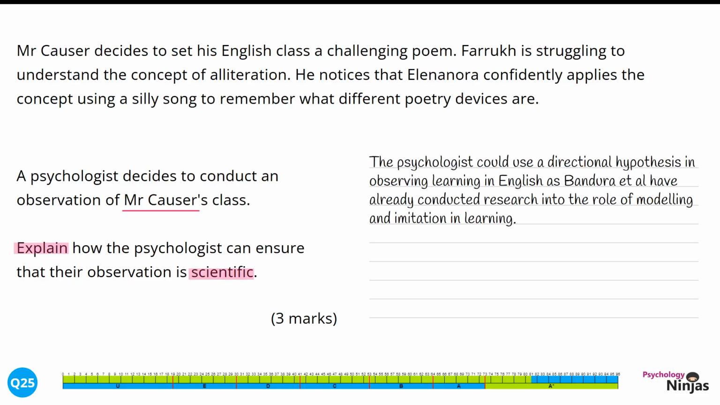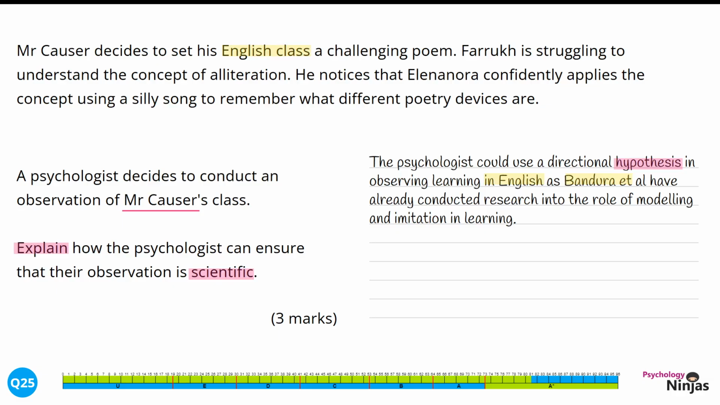The psychologist could use a directional hypothesis in observing learning in English, as Bandura et al. have already conducted research into the role of modelling and imitation in learning. Here we have a clear feature of science in terms of hypothesis testing. We've also linked this back into our STEM by talking about this being in the English lesson and an understanding of the previous research in observational learning with Bandura et al. We can tick this off in our STEM in terms of the English class, so we know that we've used different parts of the STEM within our application.